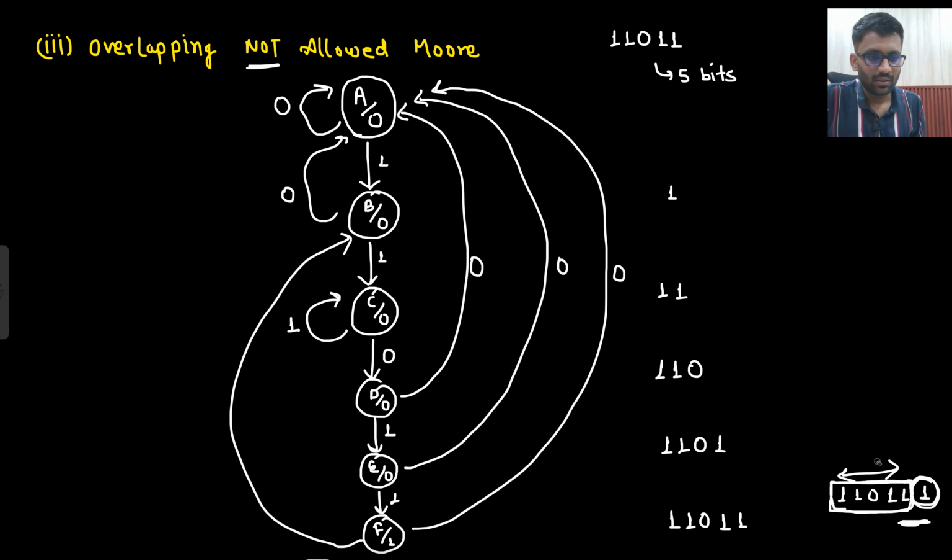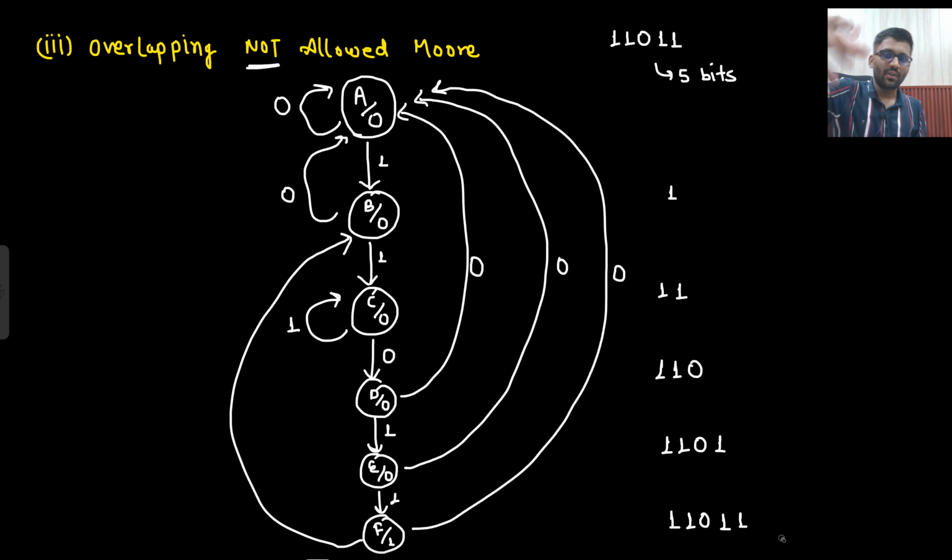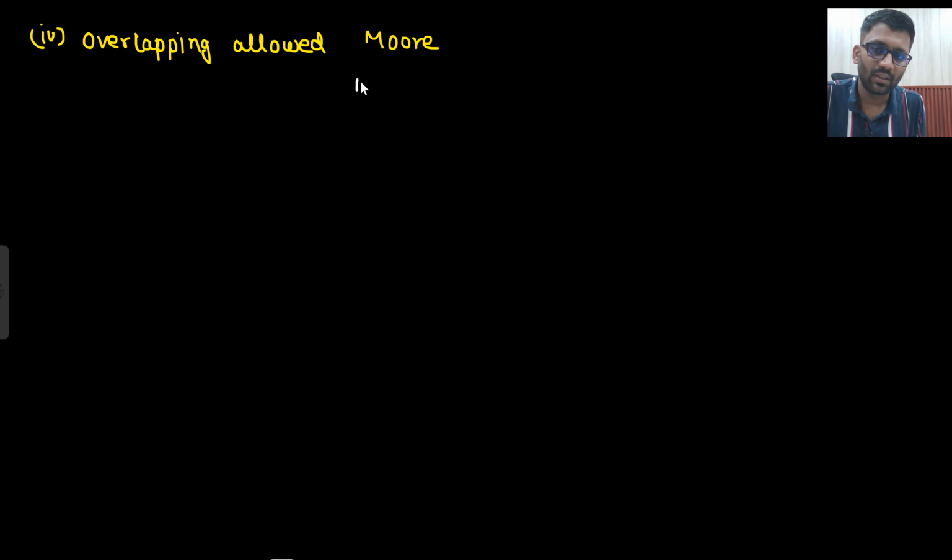Okay. So I hope you must have understood. Now in this example only we will see the case of overlapping, because guys get confused in this particular example. Okay. So let's see the case of overlapping. So A0 will be there. So what I need to detect? 1 1 0 1 1.